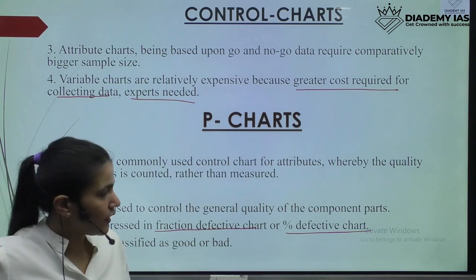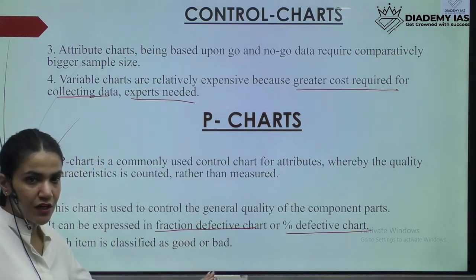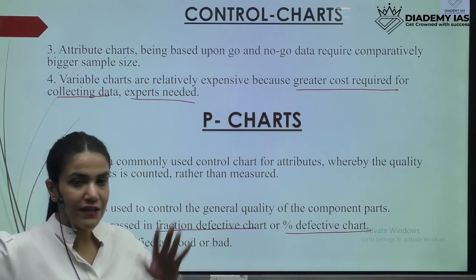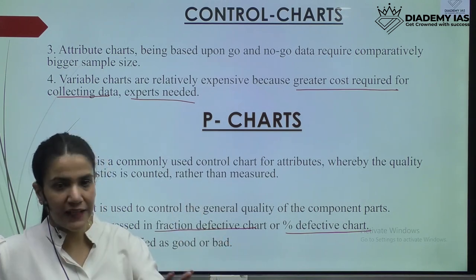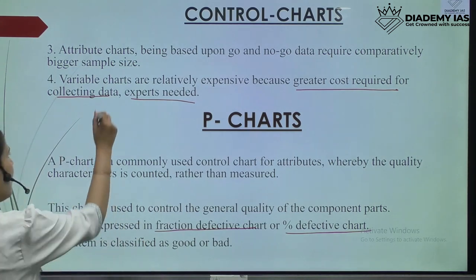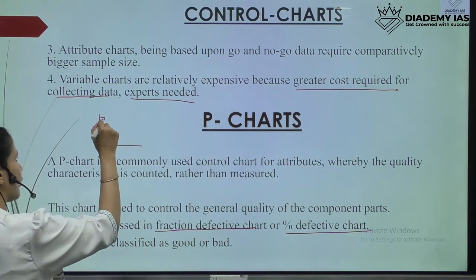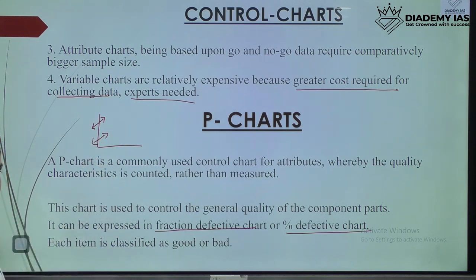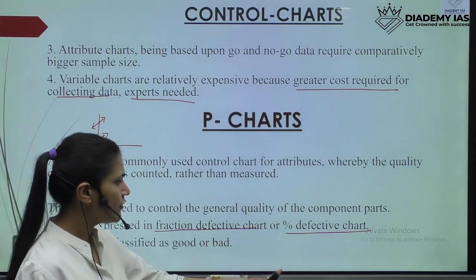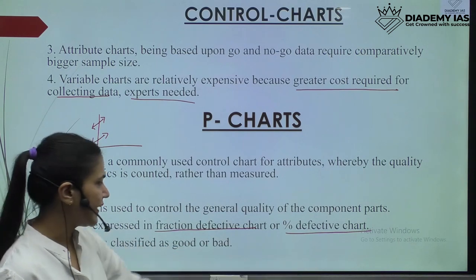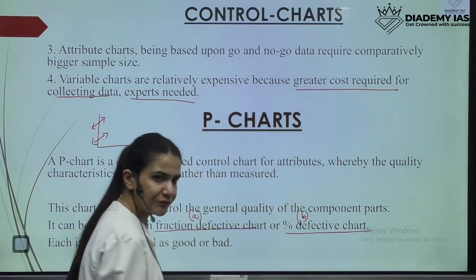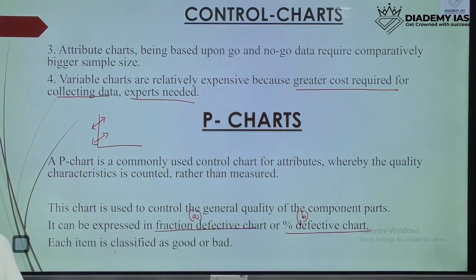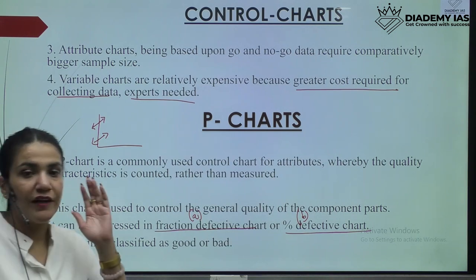Like I told you, either the fraction defective charts are used, or when you draw the control charts, like I just told you, on the x-axis you have the samples that you have taken. Let's say there is a date, a timeline. And for the y-axis, they take into consideration the fraction defects that are happening or the percentage of defects that are happening. The fraction defective is multiplied by 100 to use the percentage defective chart. So they have the option of choosing either one to be plotted on the y-axis. Right? So in consideration of that, the items are first classified as good or bad.